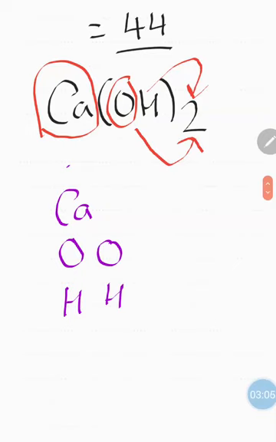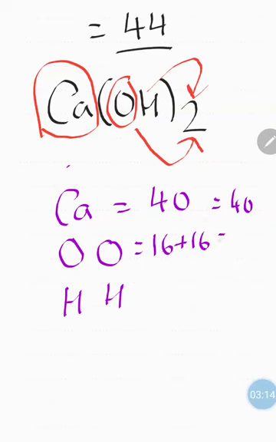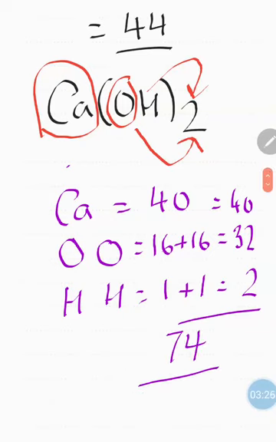Let's put the numbers in. 40, 16, add 16, which is 32, and 1, add 1, which is 2. That comes to, add it up, 74. That's how you would work out relative formula mass.